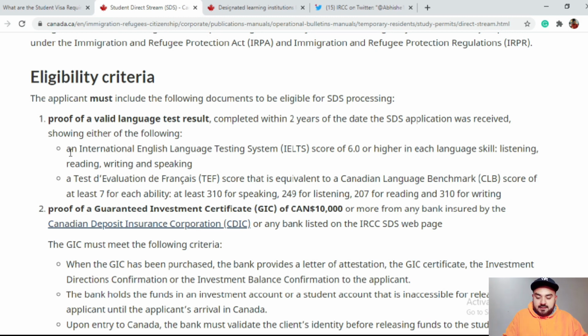It says an International English Language Testing System, which is IELTS score of 6 bands or higher in each language skill, listening, reading, writing, and speaking. Now, they did not say that we only need IELTS Academic. So it actually proves the IRCC Twitter account tweet as well that IELTS General Training is acceptable for Express Entry Canadian immigration and also for Student Direct Stream.